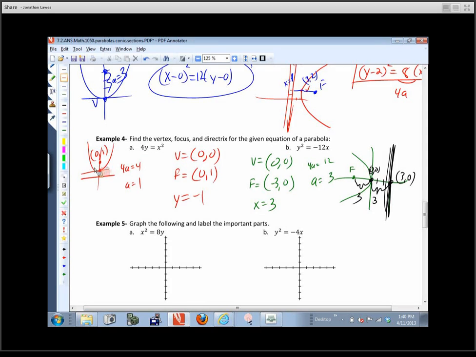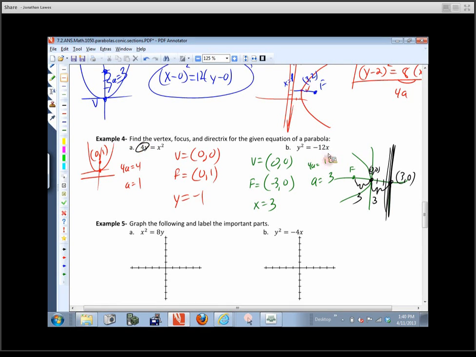How long would the latus rectum be on this? No, this one right here. It's this number right here. No? The latus rectum is 4a. How long is the whole thing? It's that number right there. It would be 4. You'd go 2 in each direction.